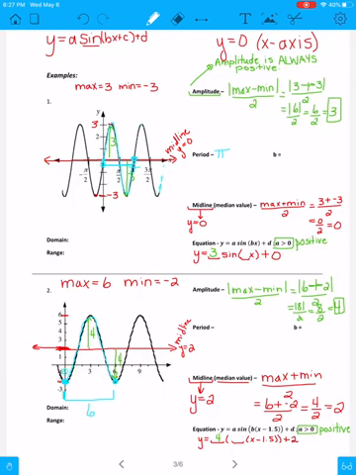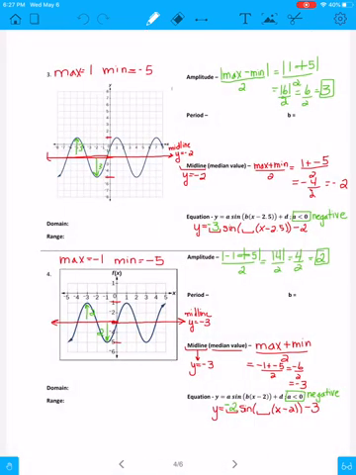So I'm looking at the x-axis for the period here. For amplitude and for midline, I was looking at my y values, my maximums and my minimums. But for the period, I don't care what the y values are. I care how long horizontally it takes till the graph starts repeating itself again. So this one has a horizontal distance of 6. So the period is 6. We'll go to the next one.